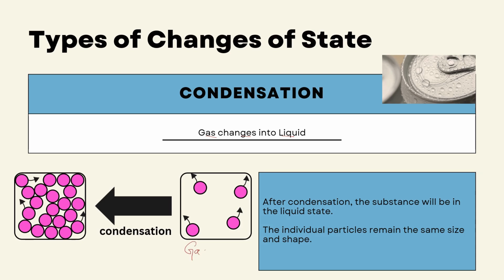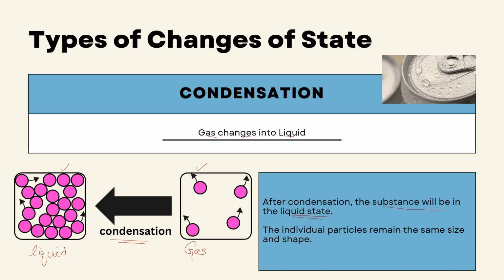This is gaseous state, this is liquid state, and when we take away the energy or cool it down, condensation occurs and it converts into liquid. After condensation, the substance will be in the liquid state. The individual particles remain the same size and shape. Also, make sure that you remember these particle diagrams so that you'll be able to see the changes, whatever we have read in the previous slides.